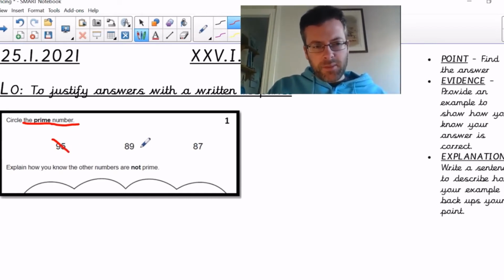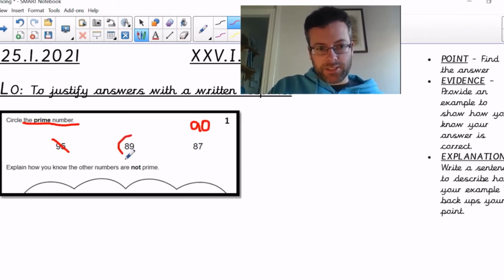89 possibly sounds good. 87 is really close to 90. Now hopefully, if we use our times tables knowledge, we would recognise that 90 is in the 3 times table and 90 take away 3 is 87. So that must be in the 3 times table. So our point is 89.